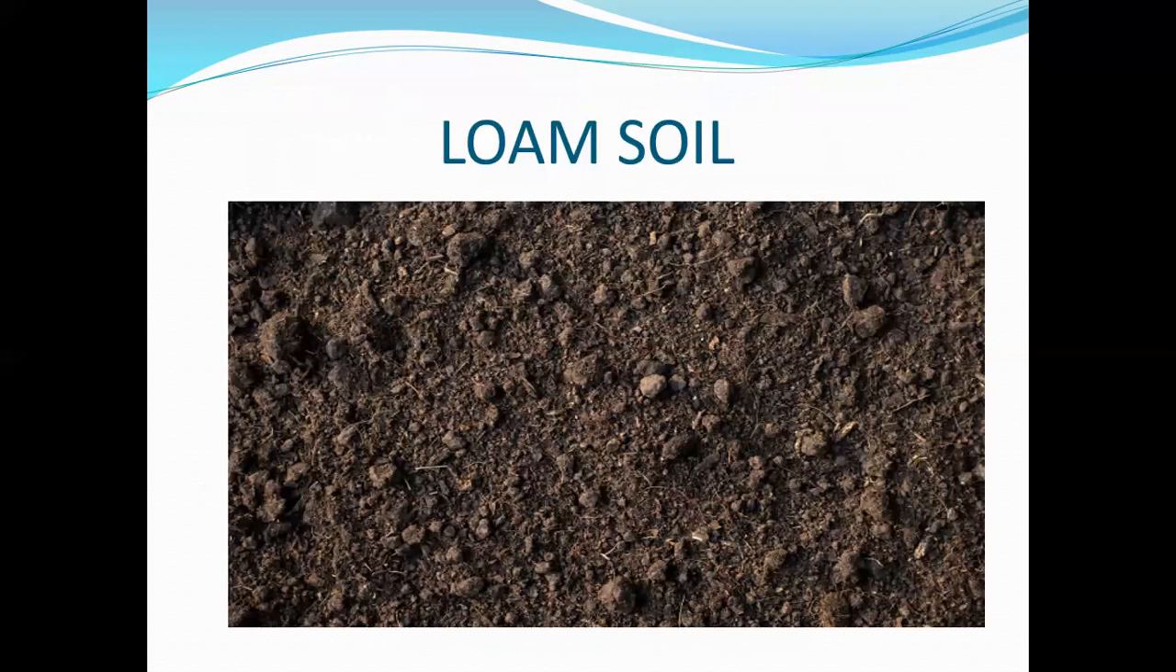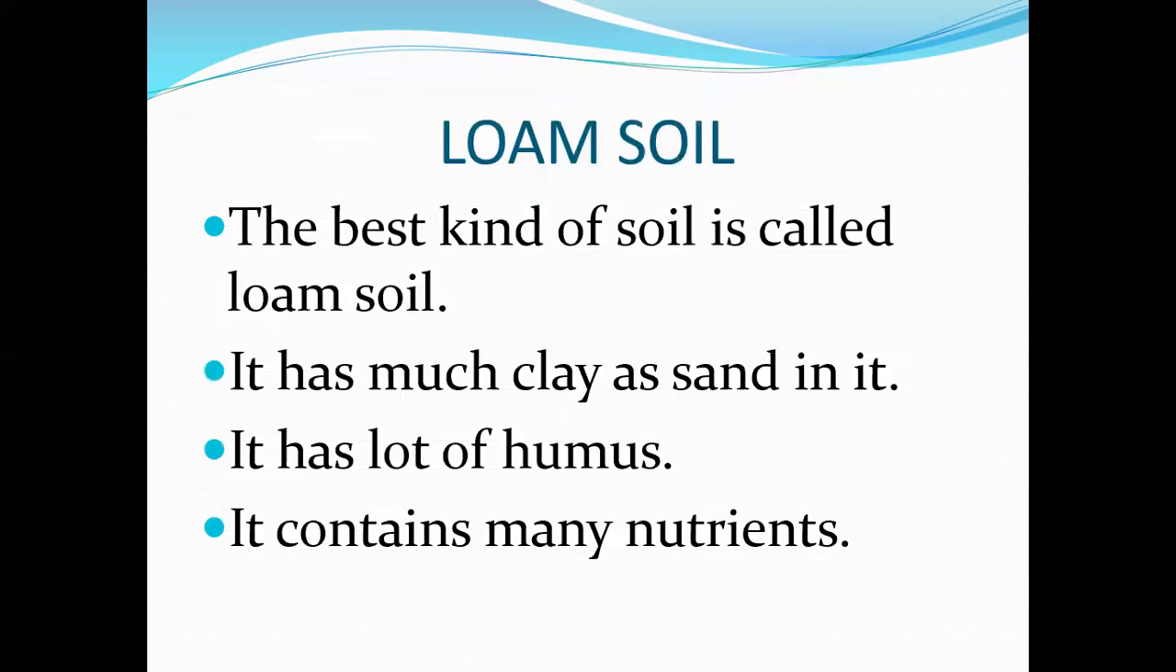The next type of soil is loam soil, and this is the best kind of soil. Now we will discuss loam soil. Yes, the best kind of soil is called loam soil. It has as much clay as sand in it, so the amount of clay and sand is the same in loam soil. It also contains a lot of humus and many nutrients. Nutrients mean the good things which a plant needs, for example potassium, nitrogen, phosphorus, and many other nutrients.